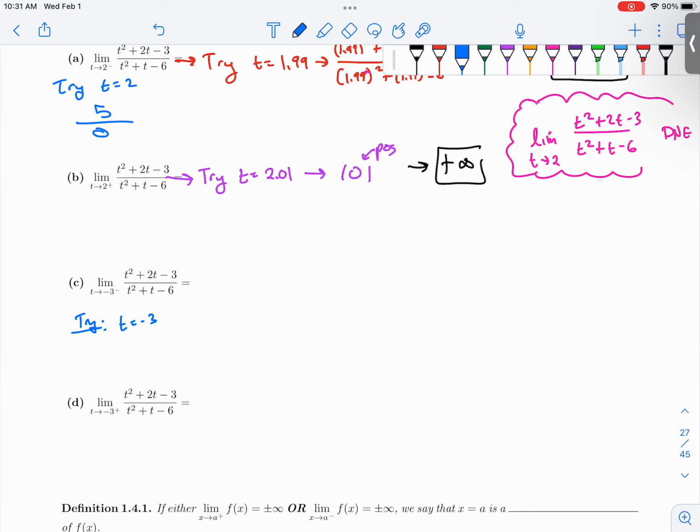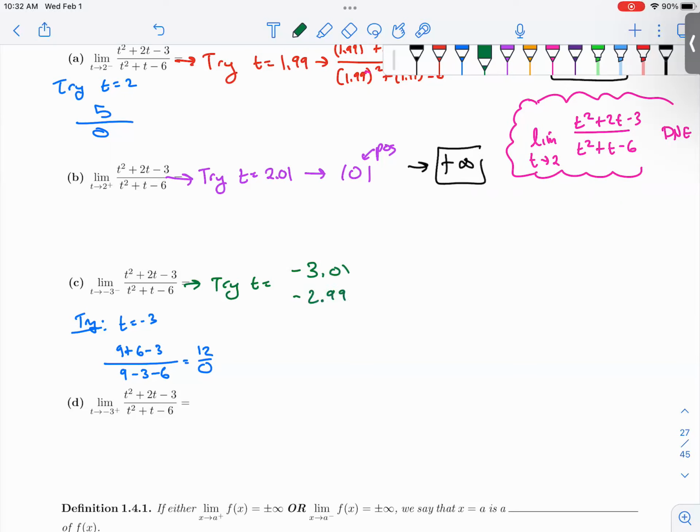Try 3, you get 9 plus 6 minus 3 all over 9 minus 3 minus 6. That's going to be 12 over 0. So we've got to plug in values. So let's try t equals... We're approaching negative 3 from the left. So what number should I use? Negative 3.01 or negative 2.99?